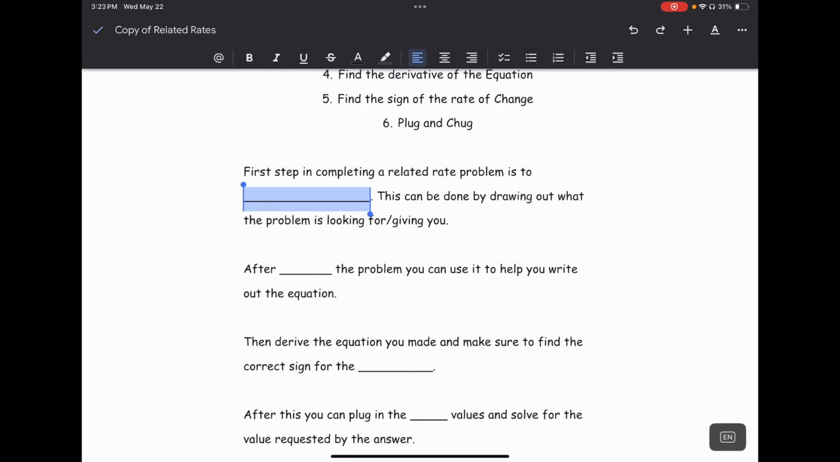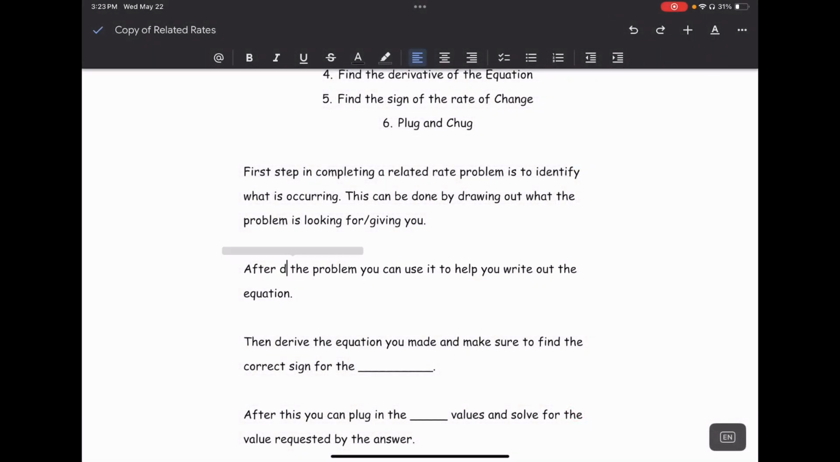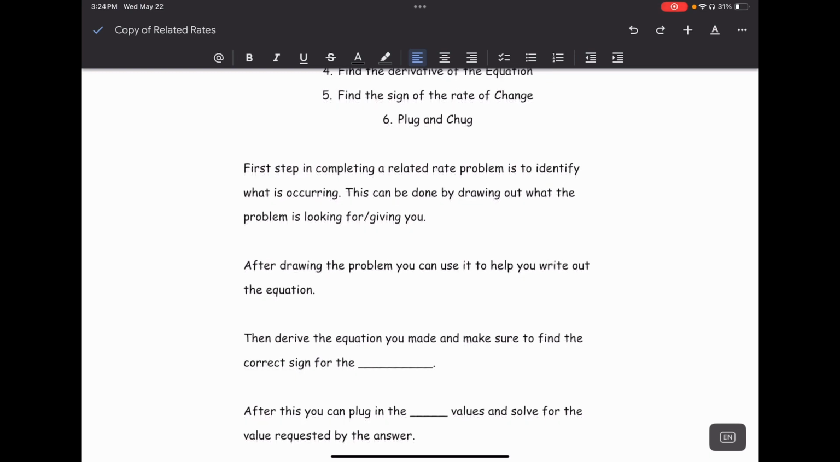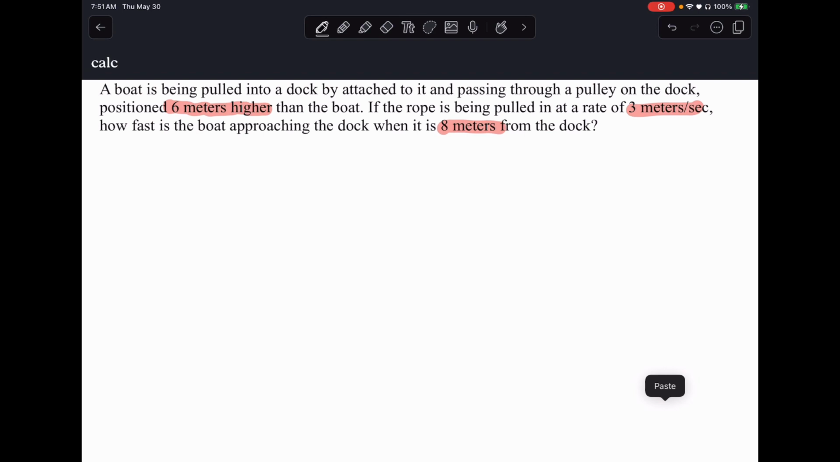The first step in completing a related rate problem is to identify what it is looking for. This can be done by drawing out what the problem is looking for and giving you. Then, after drawing the problem, you can use it to help you write out the equation. Then derive the equation you made and make sure to find the correct sign for the rate of change. After this, you can plug in the known values and solve for the value requested. And then you're done.